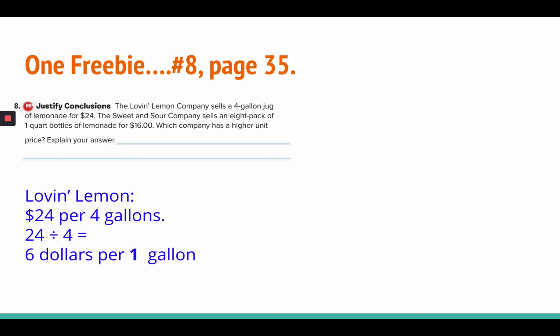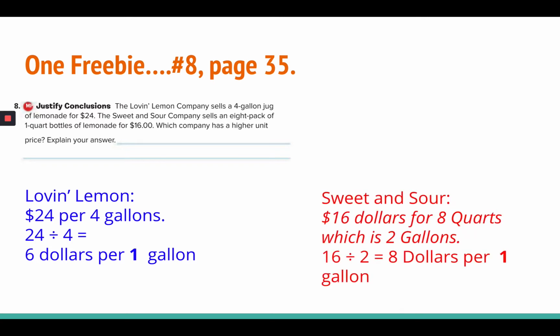I just did it all in gallons. I said $24 for 4 gallons. So if I divide each, the 24 and the 4, by that denominator, by 4, I can figure out that it's $6 for 1 gallon. And then looking at the Sweet and Sour Company, well, $16 for 8 quarts, that is the same as $16 for 2 gallons. If there's 4 quarts to a gallon, 8 quarts would be 2 gallons. So I said $16 divided by 2, that's $8 per 1 gallon.